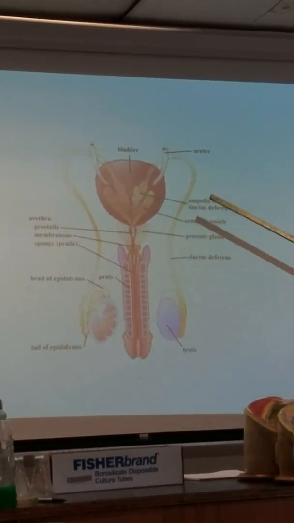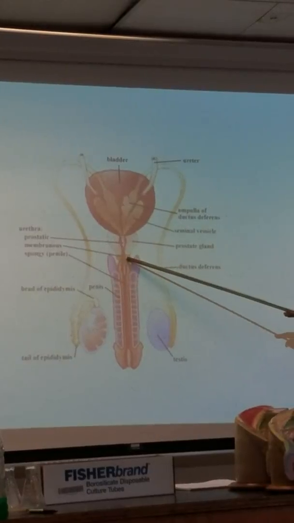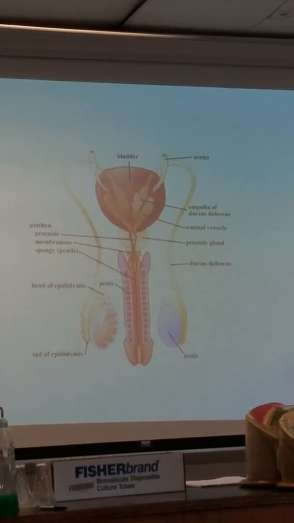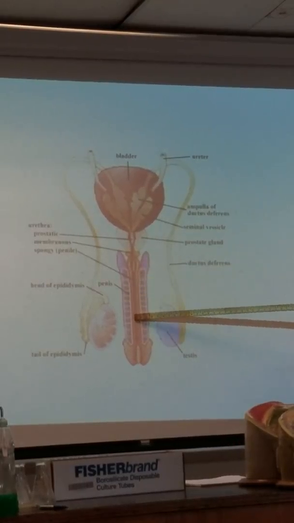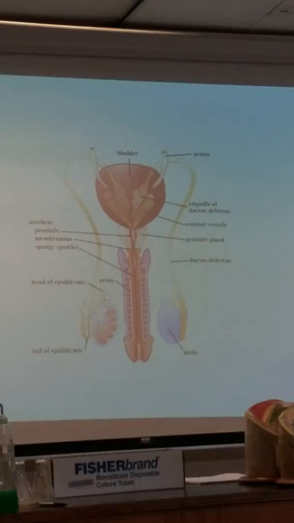And then it goes through the Cowper's gland right here. All right, so these 2 little orange balls are going to be the Cowper's gland, and that's what sort of secretes that final alkaline substance before it goes through the urethra. All right, so this is just giving you sort of a spatial context for what we're talking about.